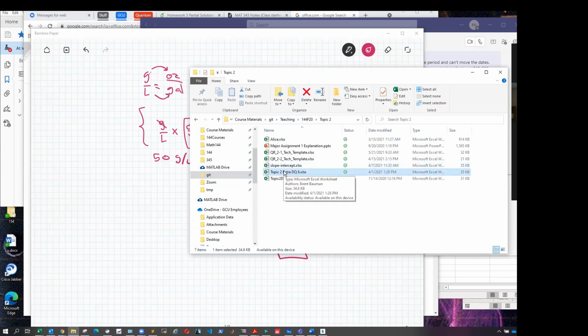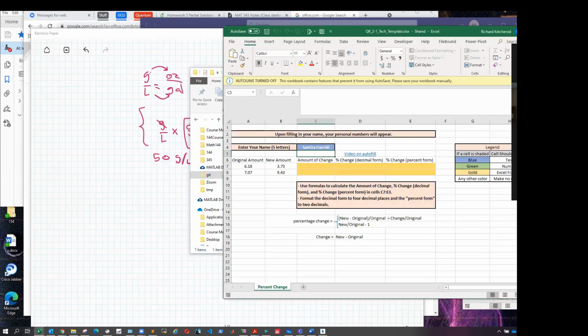Sorry, my cat's about to jump on the computer and cause problems, I'm sure.